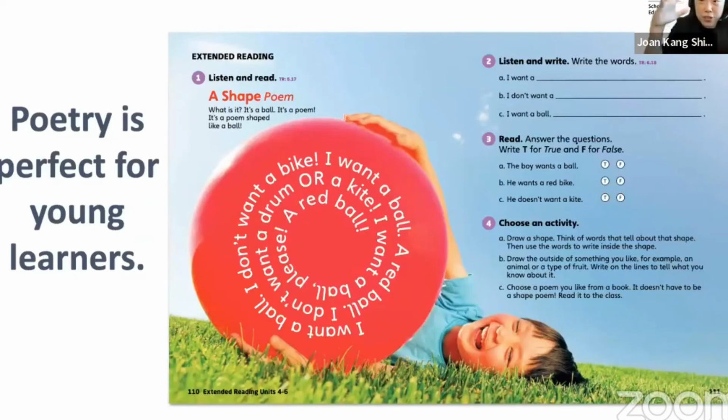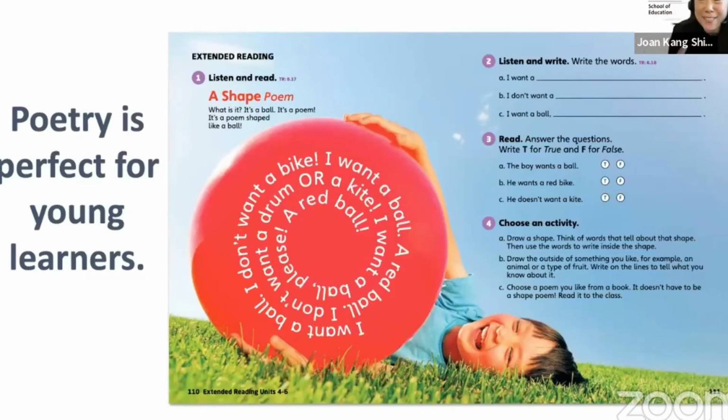So see here, the shape is a ball. Okay, so what is it? It's a ball. And it's a poem. It's a poem shaped like a ball. So you can see here, you start out, I want a ball. I don't want a bike. I want a ball, a red ball. I don't want a drum or a kite. I want a ball, please, a red ball.